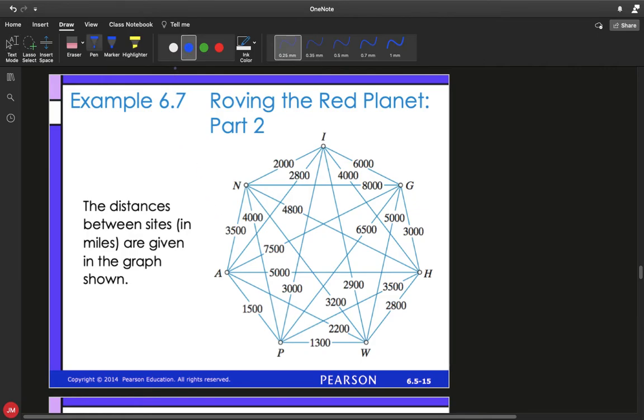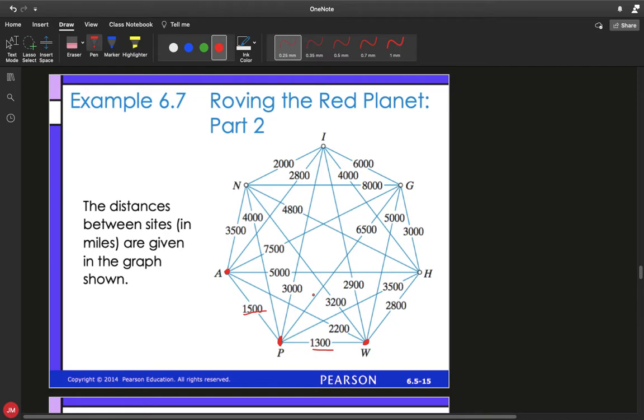So looking for our cheapest link, and again, I'll use red like they suggested. It doesn't really matter what color you pick. I believe the cheapest link is going to be this 1,300. I'm looking at all of the other ones, and I don't see anything that is quite as cheap. So that's going to be connecting P to W. Our next cheapest link, it looks like, is going to be the 1,500 that connects A to P.